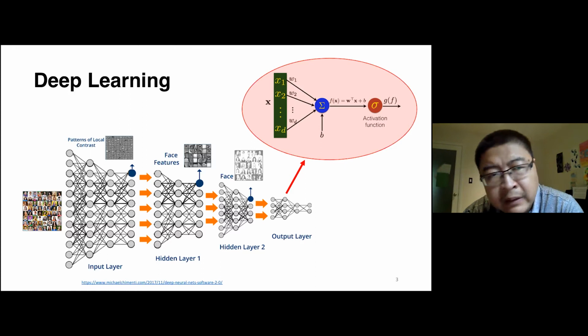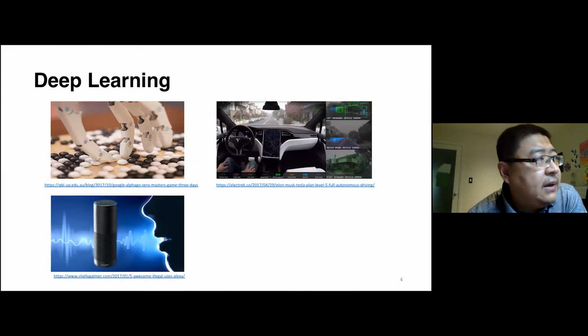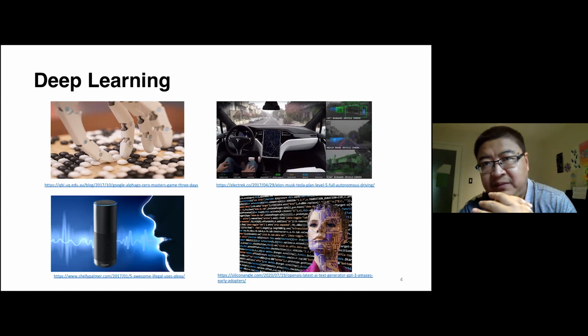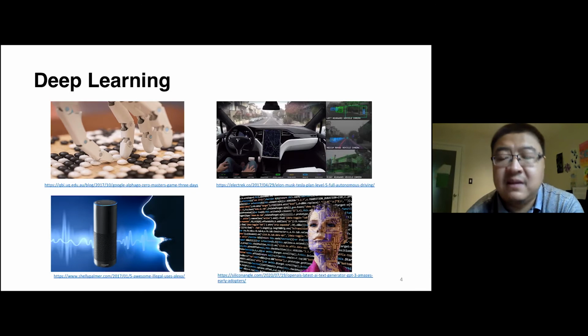We have seen a lot of successes of deep learning in different areas, like, as I just mentioned, AlphaGo, autonomous driving, the Amazon Echo for speech recognition, and GPT-3, which is more like a general artificial intelligence software program that can do a lot of intelligent things. It is not really constrained to a specific domain, but the technique behind it really depends on natural language processing, a huge natural language processing model.